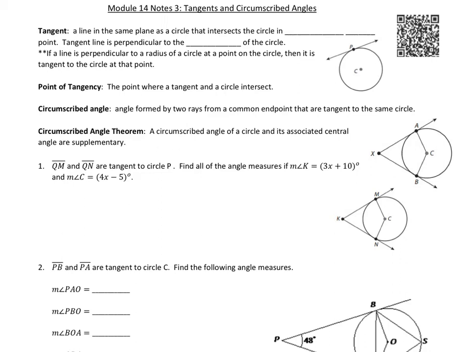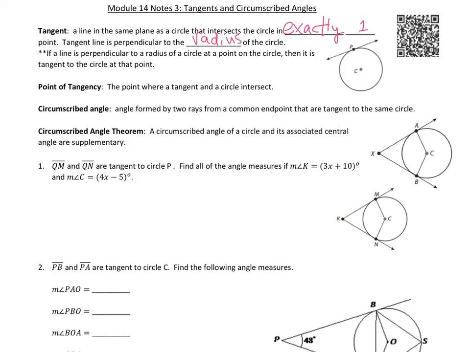In video 3, we're going to talk about tangents and circumscribed angles. So first off, a tangent is a line that is in the same plane as the circle that intersects the circle in exactly one point. The tangent line is going to be perpendicular to the radius of the circle as well.